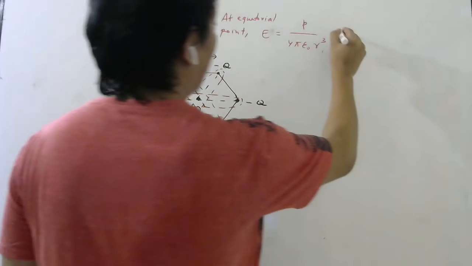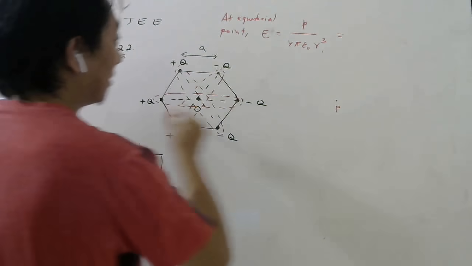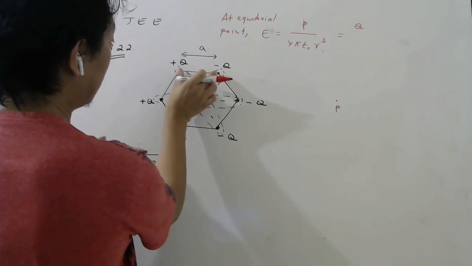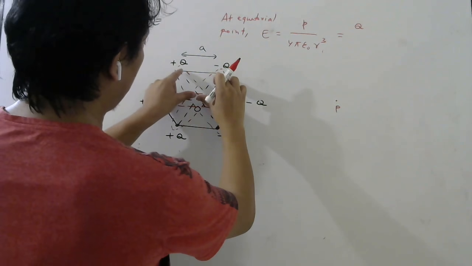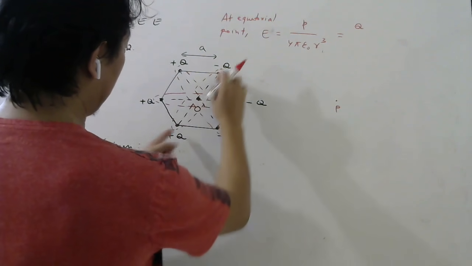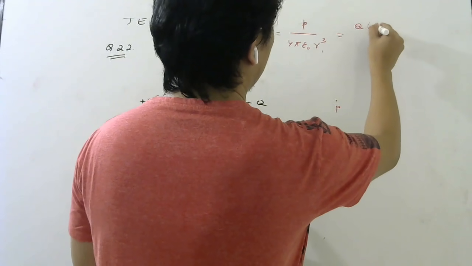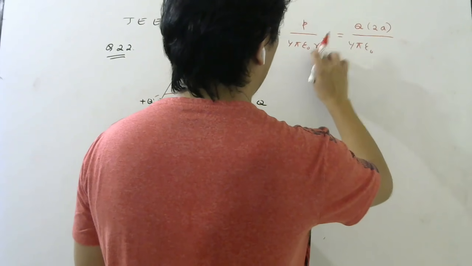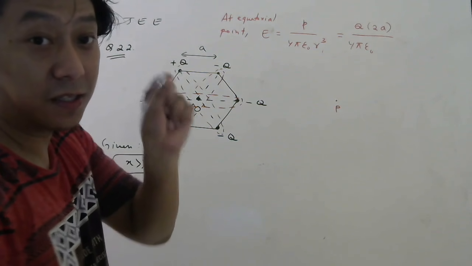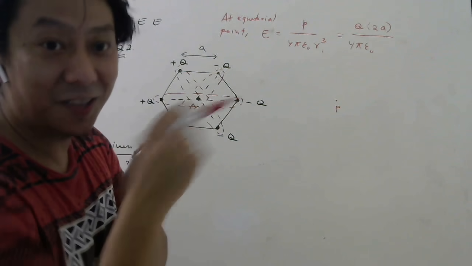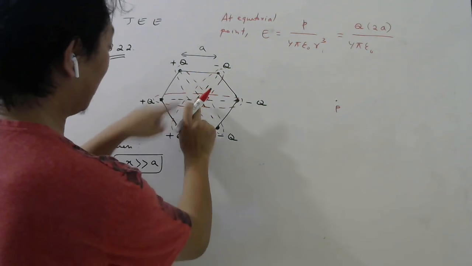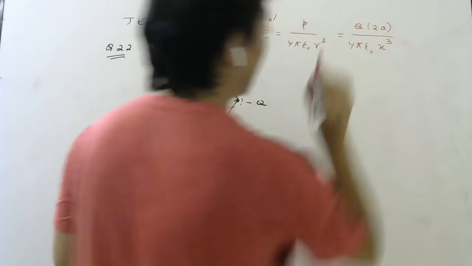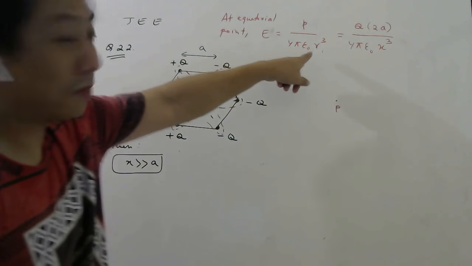So P is the dipole moment. Now, what is the dipole moment of this charge? Q into distance between them. Now, since this is a hexagon, this will be a, this will be also a, this will be also a. So distance between them is 2a. So this is q into 2a divided by 4 pi epsilon naught r cube. What was r, if you remember? Distance of the observation point from the center of the dipole. And in the question they told that distance is x. So I will write here x cube. So that is electric field due to one dipole.